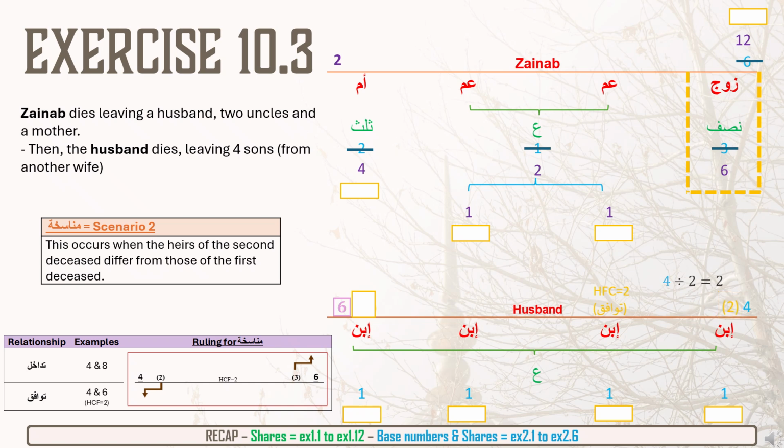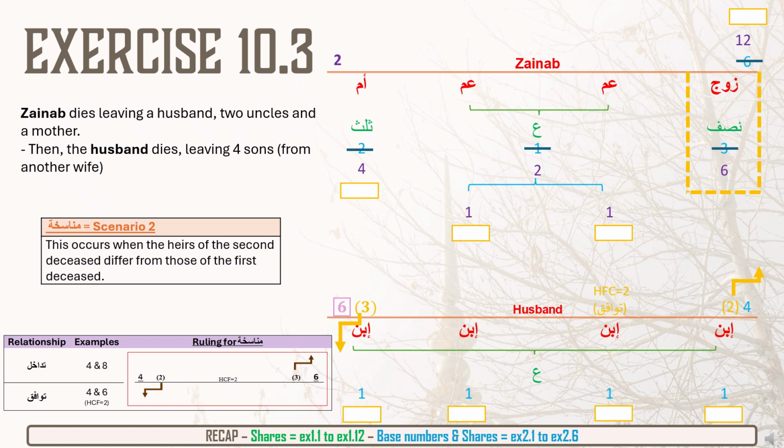We'll do exactly the same thing on the left hand side. So we get the shares kept aside 6 in purple. We divide it by 2, which is the HCF, and the answer we get is 3. And that 3 again will be written in brackets next to the 6. So what do we do with these numbers? Now, as you can see from the ruling, we multiply the 2, which is in brackets, upwards, and we multiply the 3, which is in brackets, downwards. So we multiply everything up by 2.